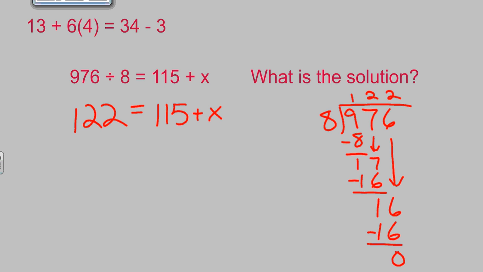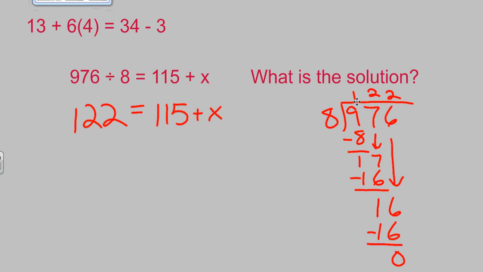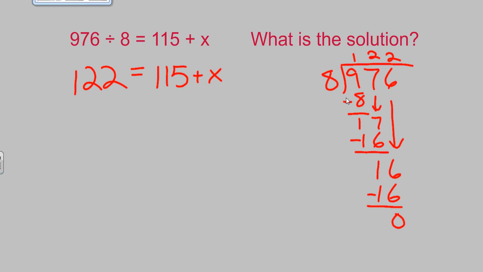Okay, once we do this division part over here, and we find the answer is 122 when we solve 976 divided by 8, now we have to solve the rest of the problem. So what would you have to add to 115 to get to 122? If you came up with the answer that x would equal 7, you are absolutely correct. Good job. Let's move on.